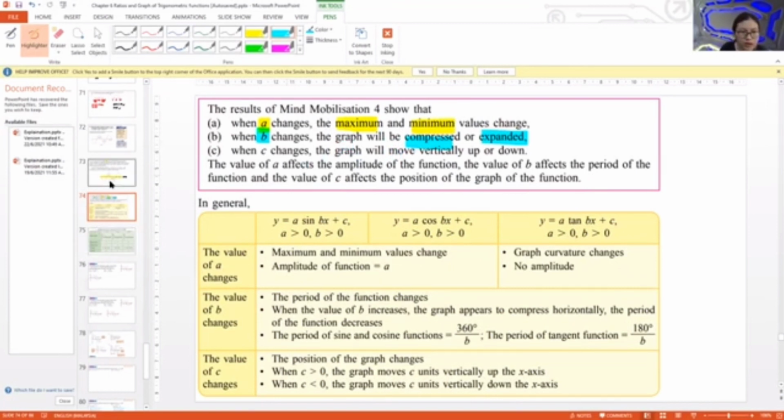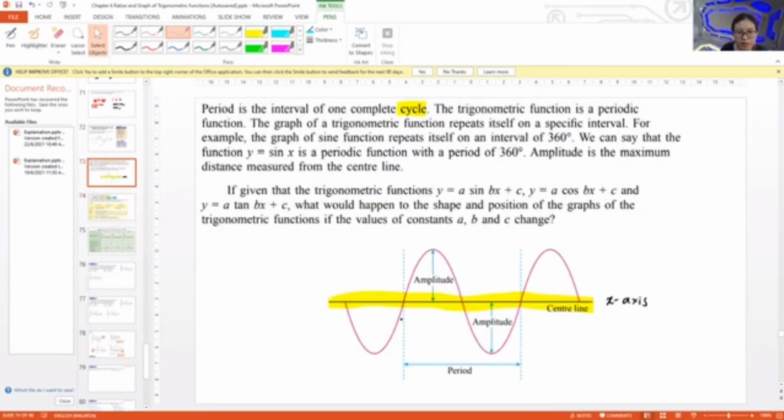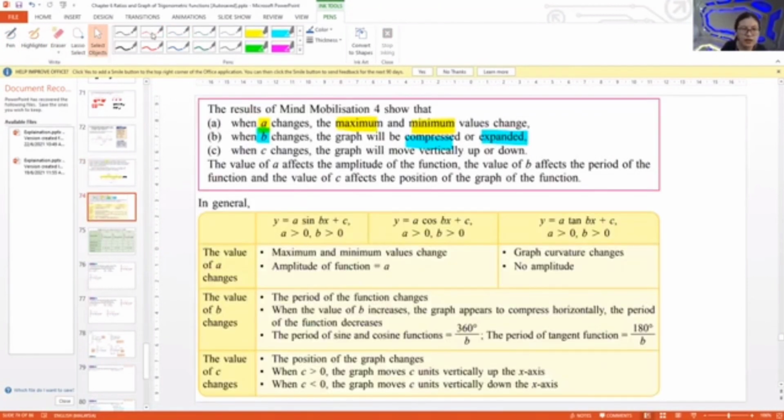Okay, how to say compress or expand means that, if compress means that it will be drawn like this, become smaller. Okay, if expanded, expanded like this. So it becomes bigger or smaller. Okay, next C, the last one.